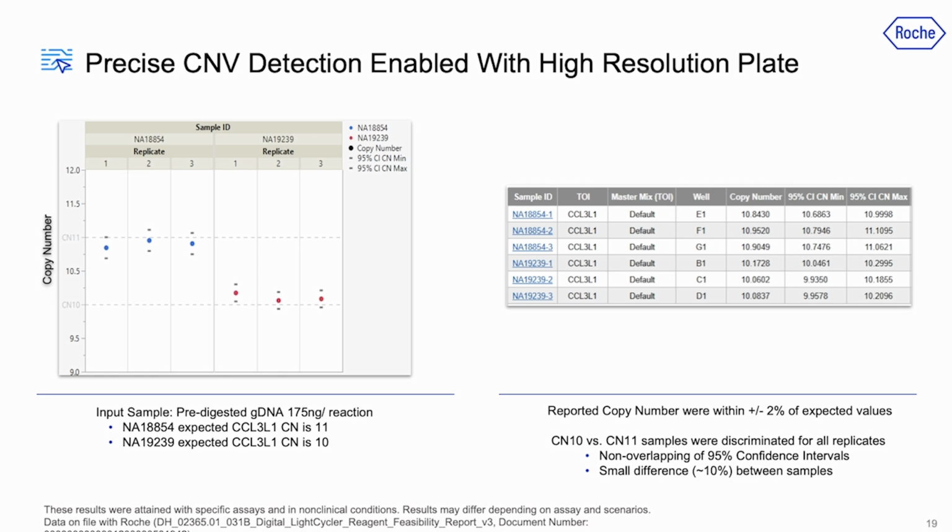Just for ease of visualization. And what I hope you can appreciate is that there is a capability from the replicates and with the cell line that was tested that the resolution between 10 and 11 is very, very strong, right? There is a capability on the system, using the high resolution plate, to be able to differentiate very small differences in copy number variation.